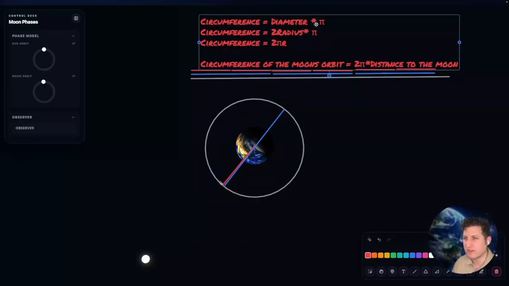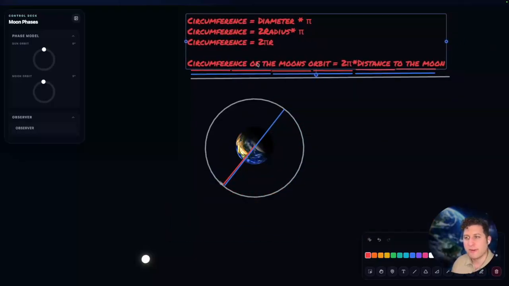Let me just move that down here so we can see that a little bit better, and I'll just re-emphasize that. The circumference of the moon's orbit, this distance around the Earth, is equal to 2 times pi times the distance to the moon. This distance here is the radius, so I just swapped out the radius for distance to the moon. That's all that the radius means. If you multiply that by 2 and by pi, you get the circumference of the moon's orbit. This is very significant, but why? Well, let me explain that next.